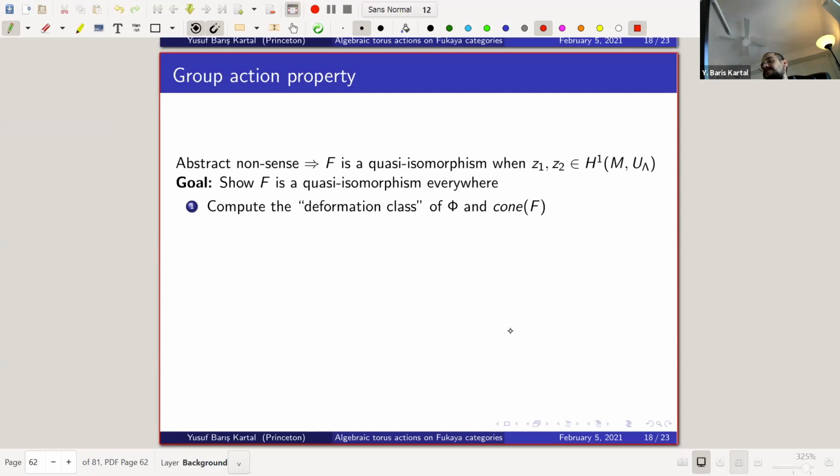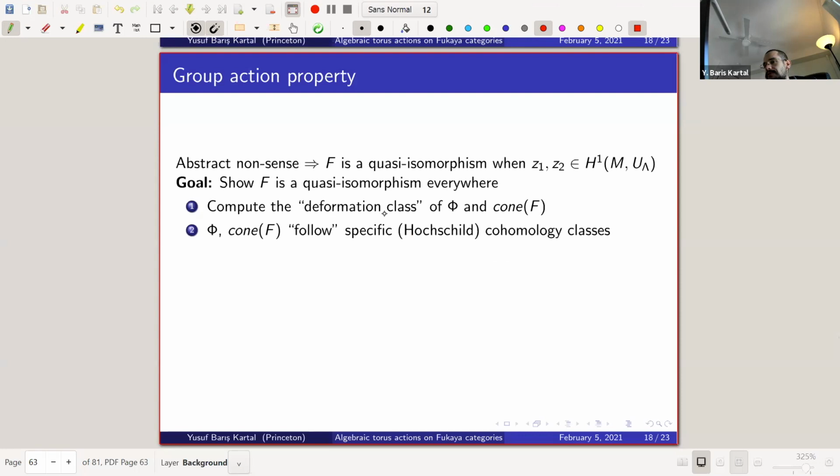So how do you do that? You compute the deformation class of this family phi and cone of F. So phi is a family of transformations, right? A family of functors, if you want. And the deformation class measures the rate of change. This is an entirely non-commutative thing. I don't think I can introduce it in the last few minutes anyway. But if you are familiar with moduli of sheaves in algebraic geometry, you should compare this with Kodaira-Spencer classes of families of sheaves.